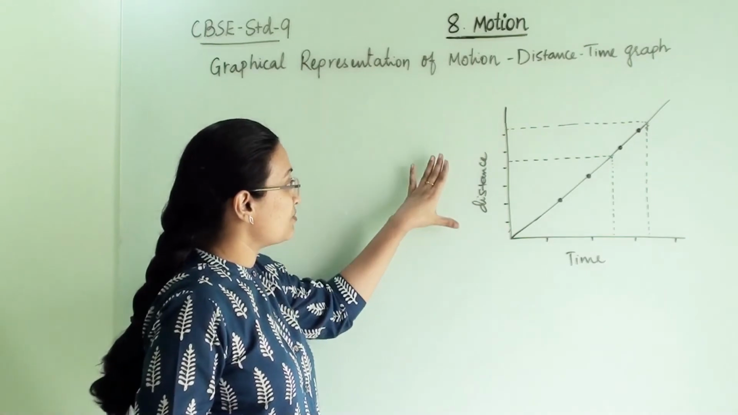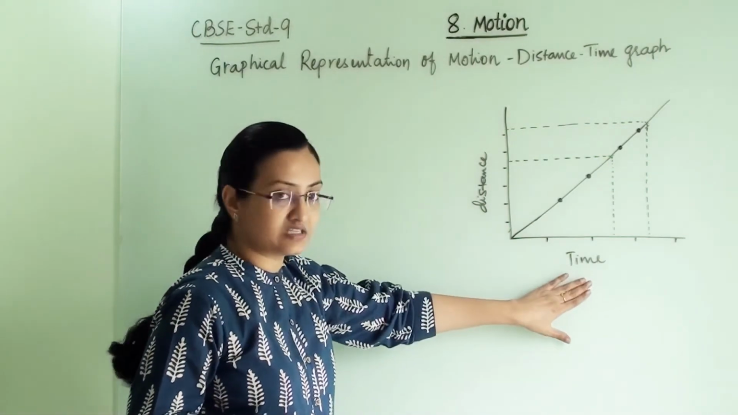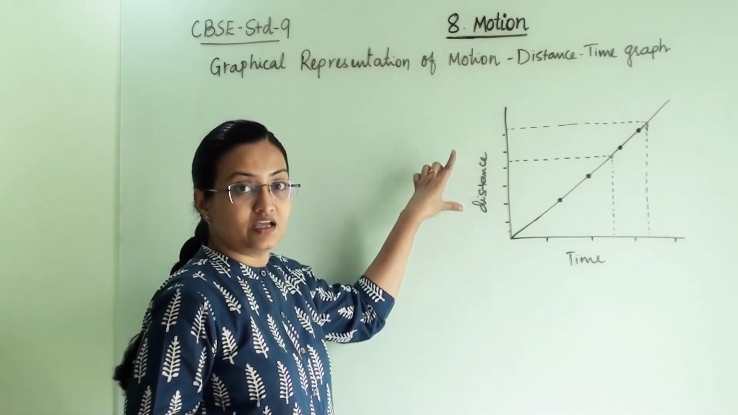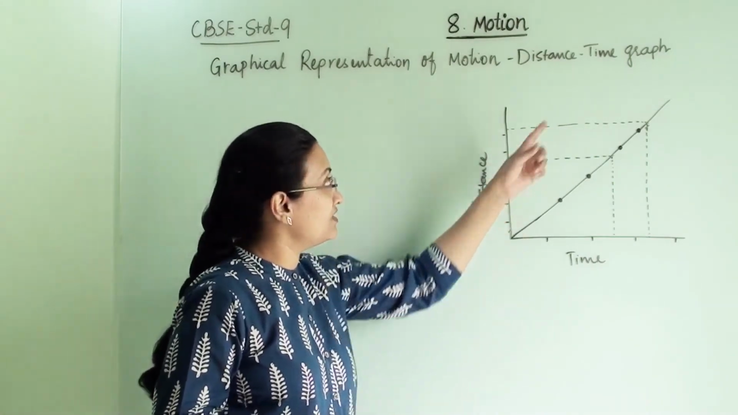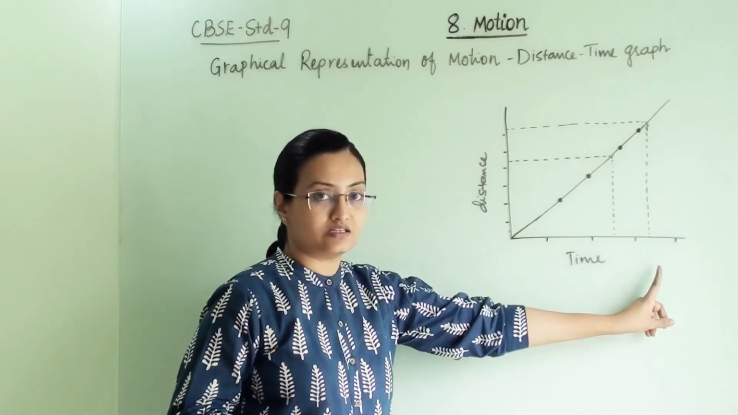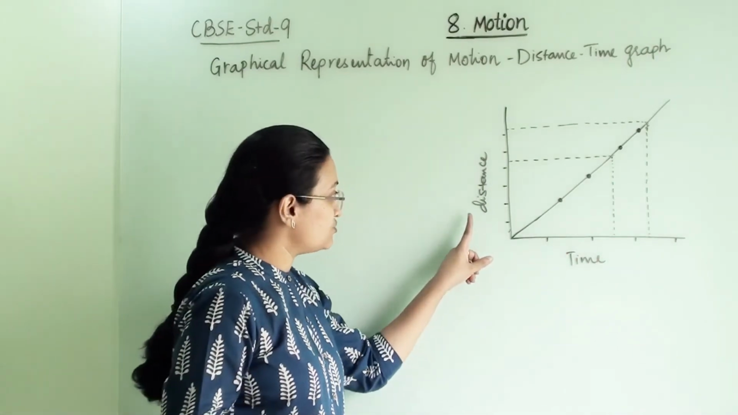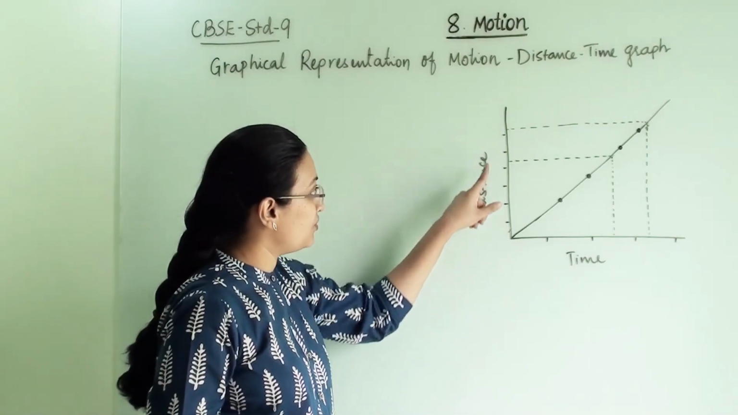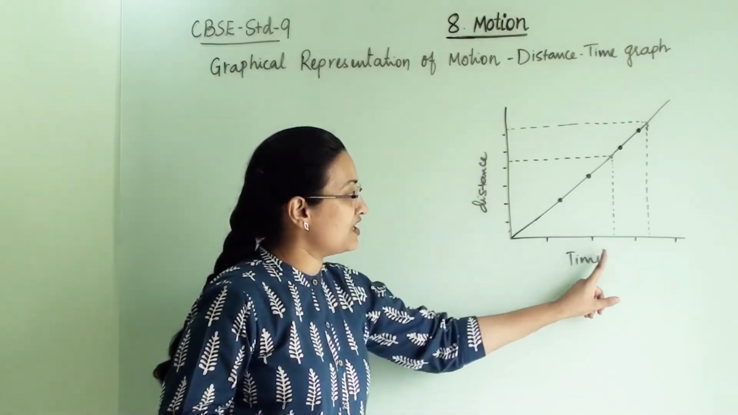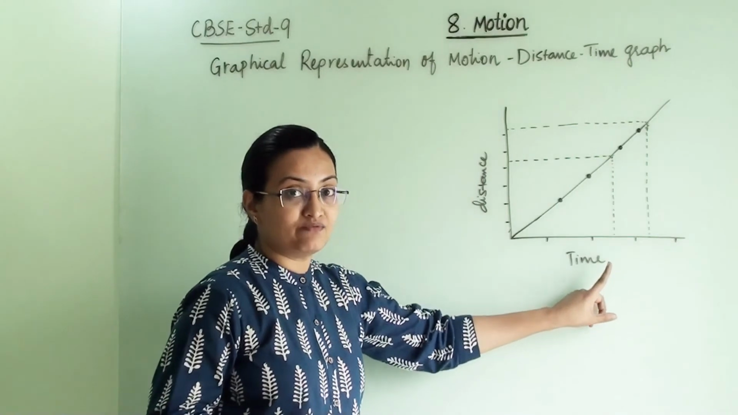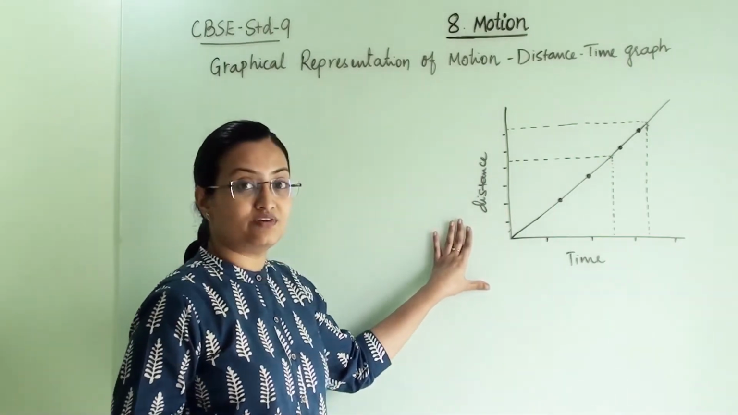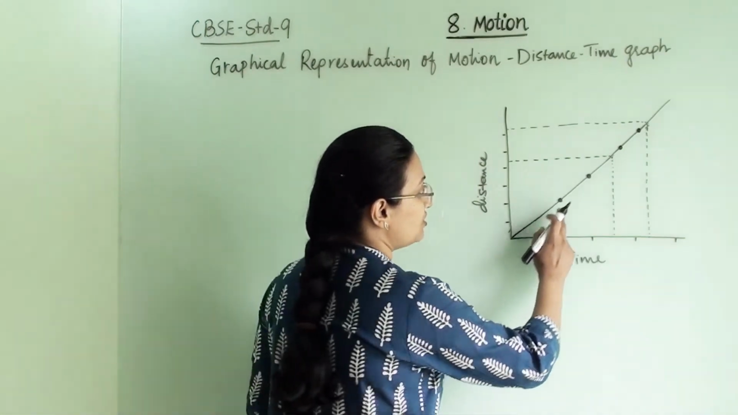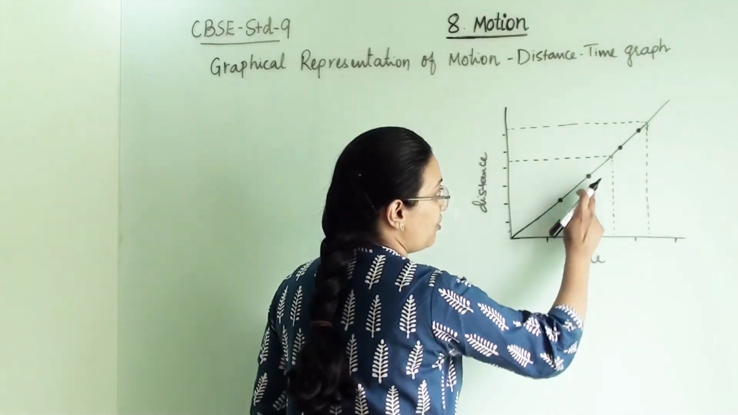Distance time graph means it is a distance versus time graph. Whatever is named first we take on the y-axis, and whatever is second we take along the x-axis. That is why it is known as distance versus time graph. So here we have plotted all the distances, and here all the times. Time will be in seconds, and distance we have taken in kilometers. Now this is the journey of a vehicle.